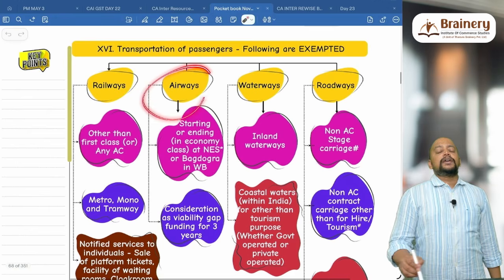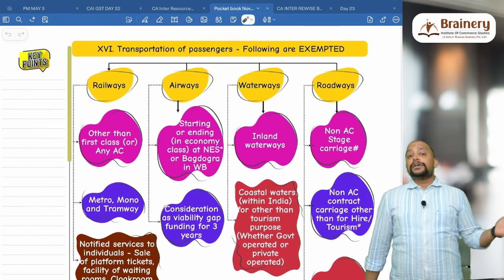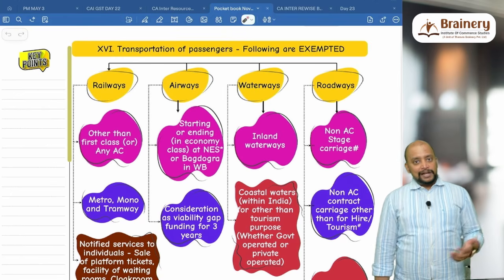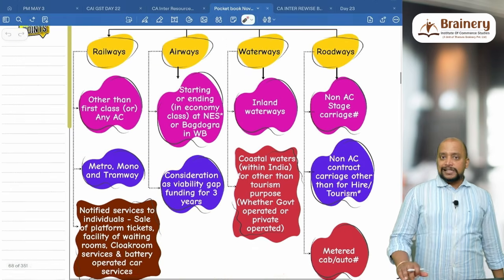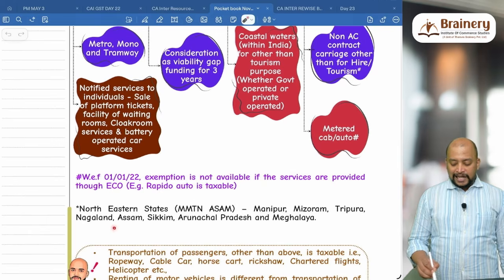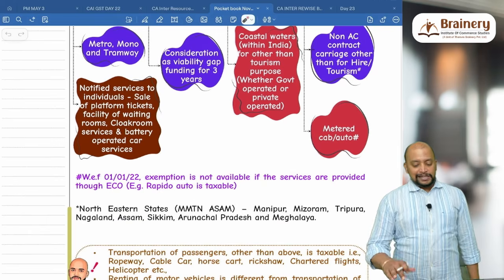And airways, we have 2 exemptions. If the starting point or ending point is in a northeastern state or Bagdogra in West Bengal, then it is exempted. Northeastern states means Assam, Manipur, Mizoram, Tripura, Nagaland, Sikkim, Arunachal Pradesh and Meghalaya.